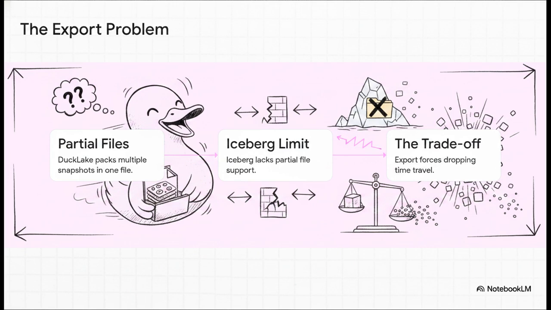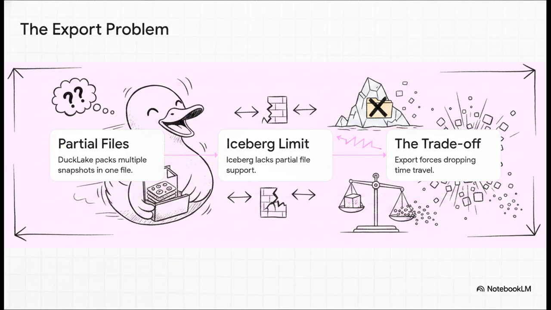To beat this small file problem when running time travel queries, DuckLake uses this brilliant innovation called partial files. Basically, a single physical Parquet file can hold data that belongs to thousands of different historical snapshots. The catch? Iceberg currently doesn't support partial files at all. So if you try to export your DuckLake back to Iceberg, you just hit a brick wall.